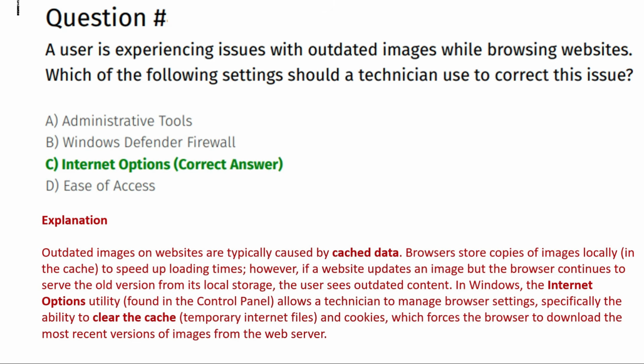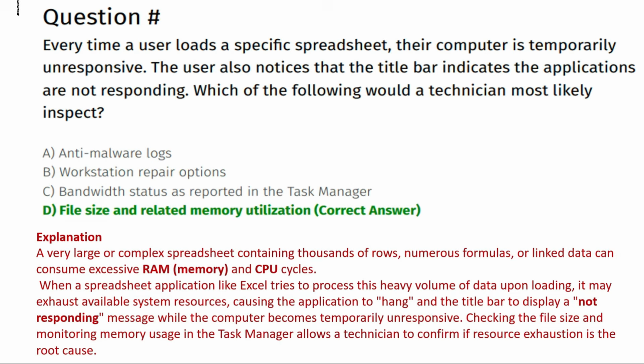Outdated images on websites are typically caused by cache data. Browsers store copies of images locally in the cache to speed up loading times. However, if a website updates an image, but the browser continues to serve the old version from its local storage, the user sees outdated content. In Windows, the Internet Options utility found in the control panel allows a technician to manage browser settings, specifically the ability to clear the cache, temporary internet files, and cookies, which forces the browser to download the most recent versions of the images from the web server. So that's why the correct answer for this question is option C, Internet Options. So let's move to the next question.